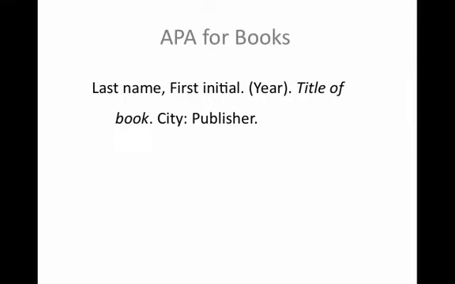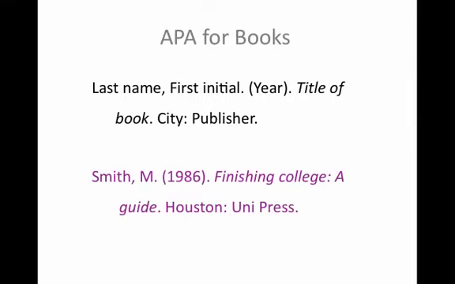So here's how an example would look. I made up this book and this press. Please don't go looking for it or come complaining that you couldn't find it. It's fictional. So here's first initial, period. There's my publication year in parentheses, period. And here's my title in italics, Finishing College, lowercase c, colon, and then I have a capital A, small g, guide. These are the rules for capitalization in APA.